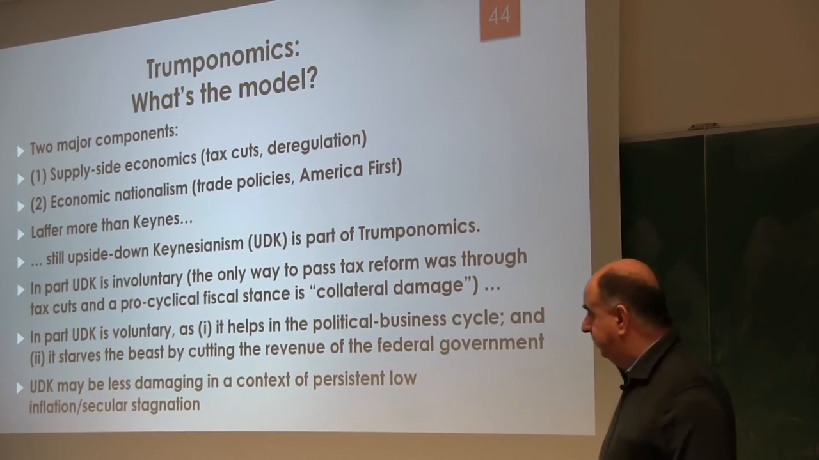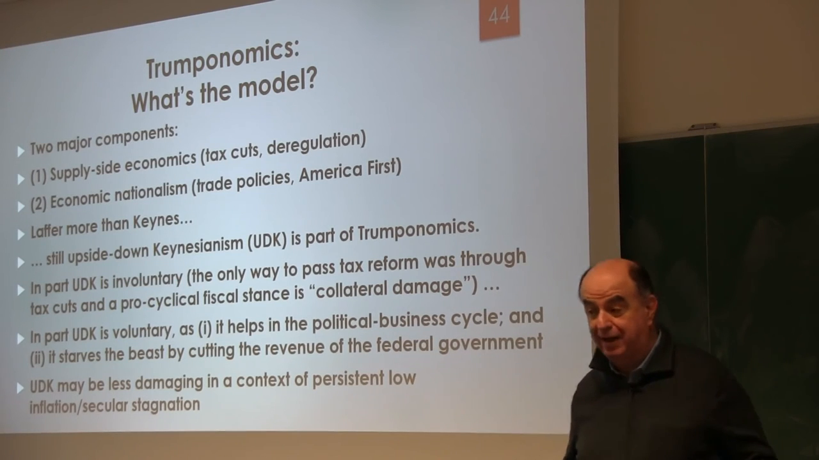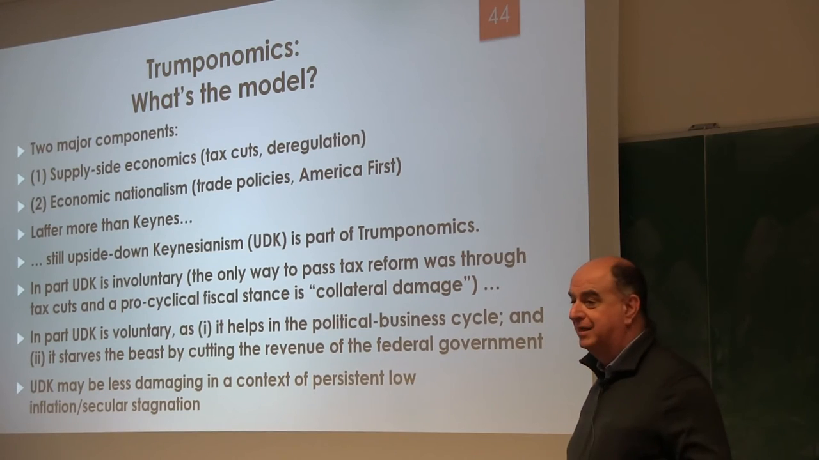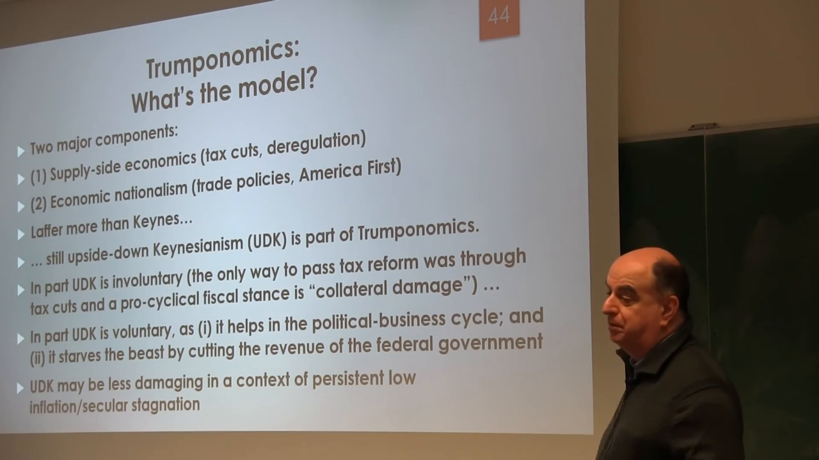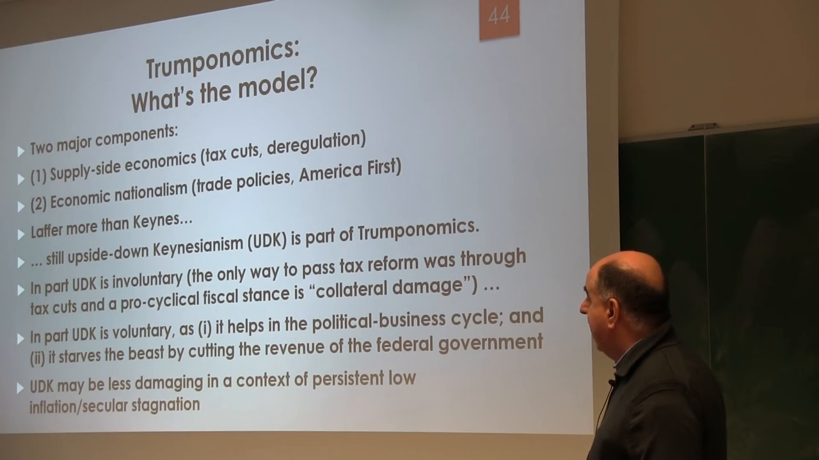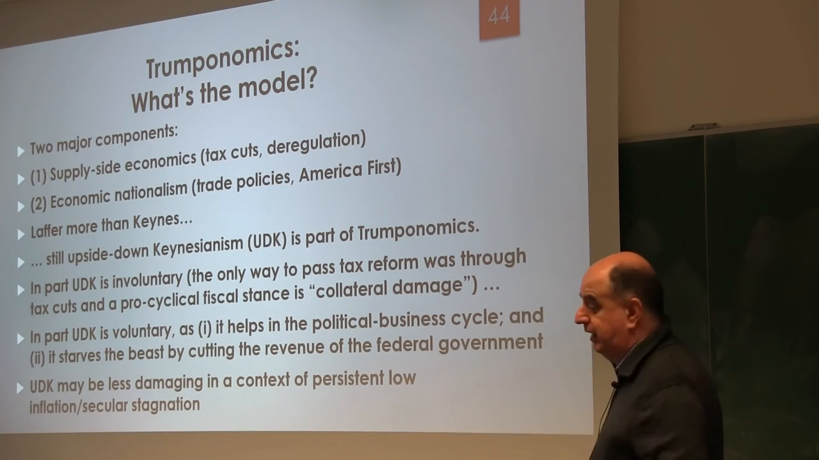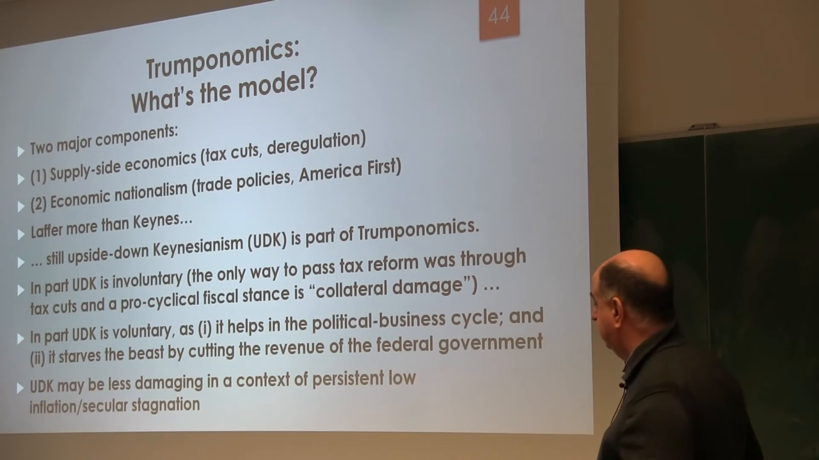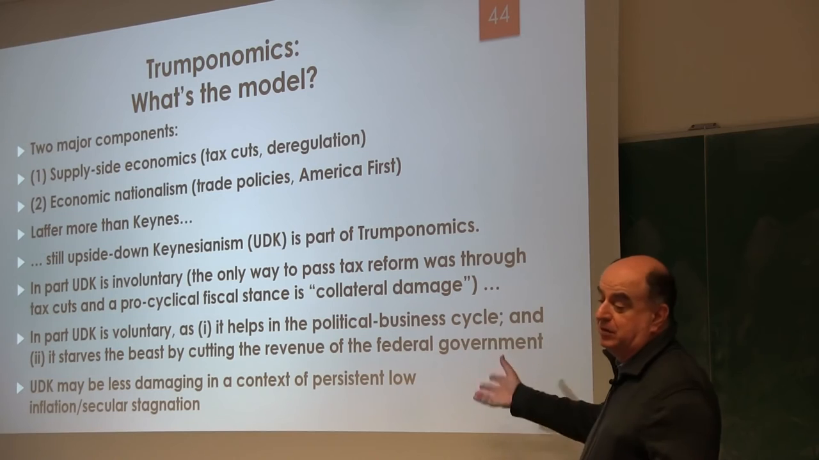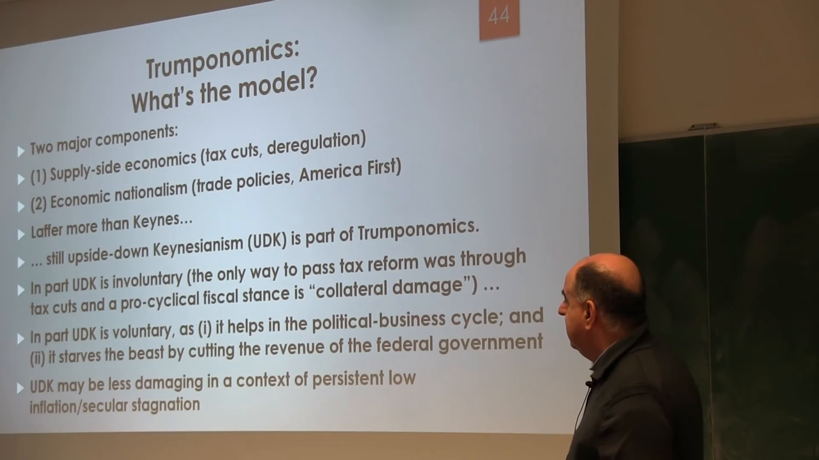However, part is voluntary. Part is voluntary because it helps the political business cycle. As I said, it was the existential imperative for the administration to pass the tax cut, and if they didn't pass it, there was the risk of a collapse in the midterm elections. And the other thing is that it moves the economy even stronger, so it gives the impression that the economy is really doing very well. And as I say, at a certain moment you have to cut, and since it's difficult to increase taxes, the hope is that you will cut the federal government.